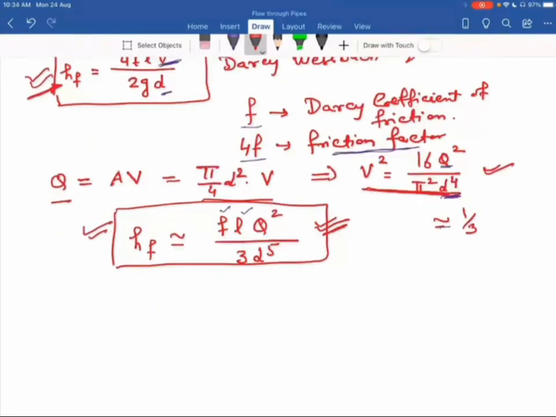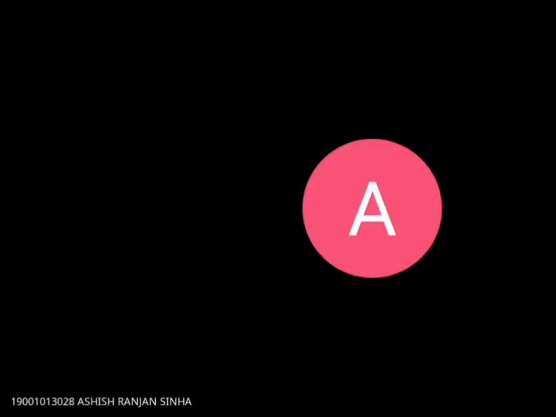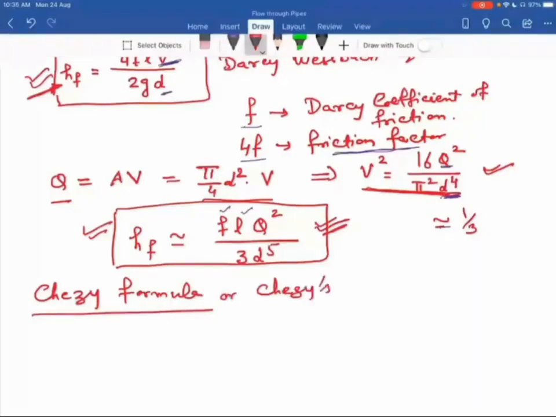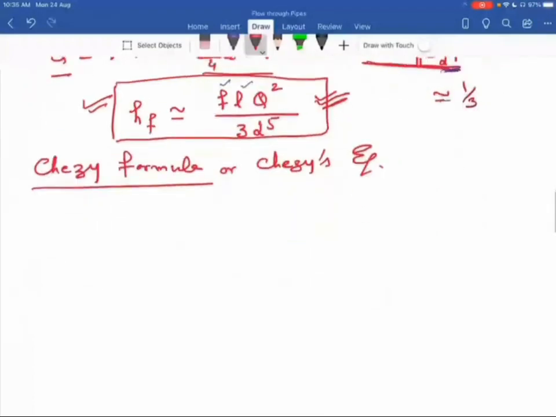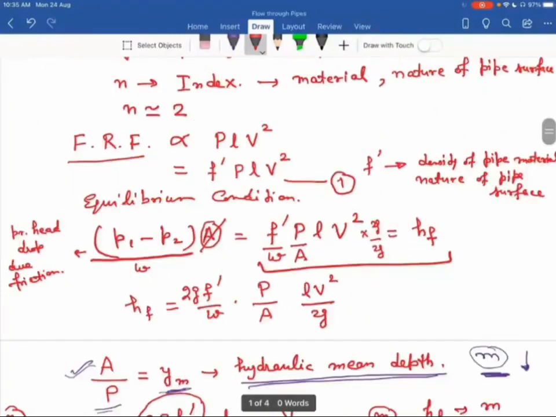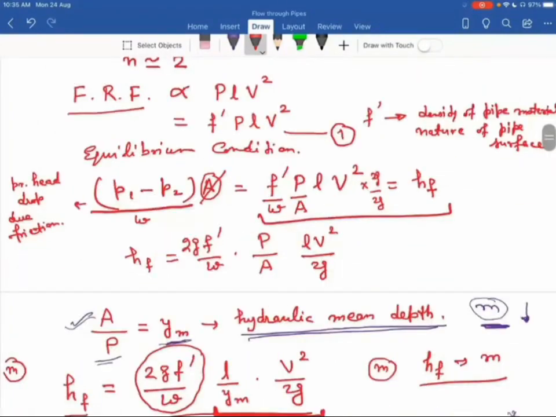So I have one more formula for determining the frictional loss that I call J.J.'s formula, or J.J.'s equation. Okay, this we can also use to determine the frictional loss. Its derivation I start from this equation where I equate 1 with 2.